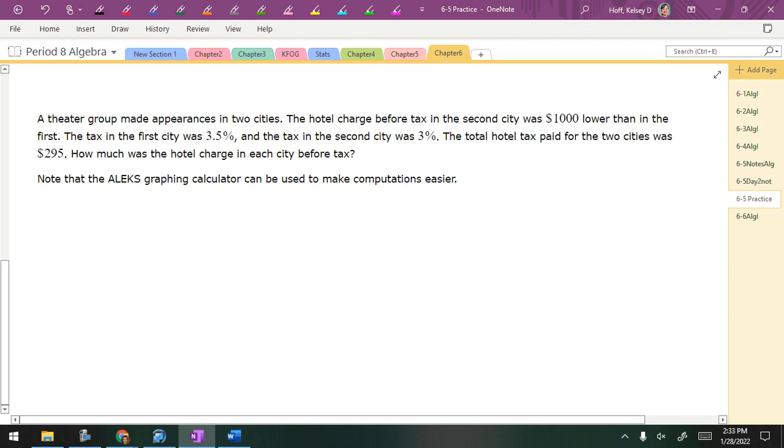I've always said to you, it's so important that you define your variables, that you tell me what X and Y stand for. People that were struggling on this and were asking me for help, most of it was because they messed up what X and Y were. What do you want X to be? Okay, so charge for first city. Can I call it city 1? Are you good with that? Yeah. And charge for city 2.